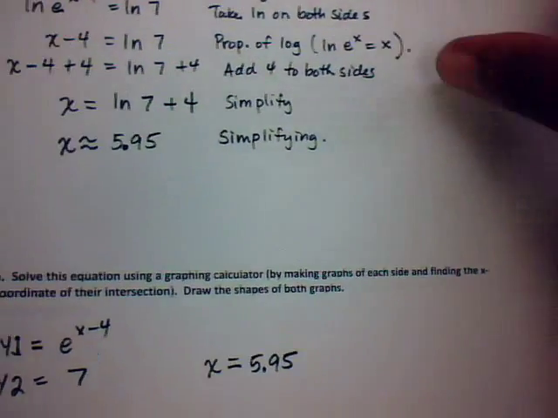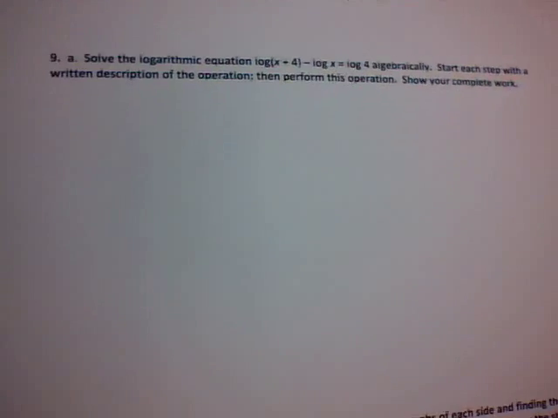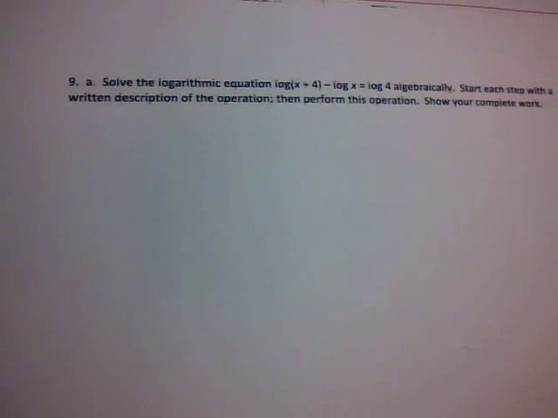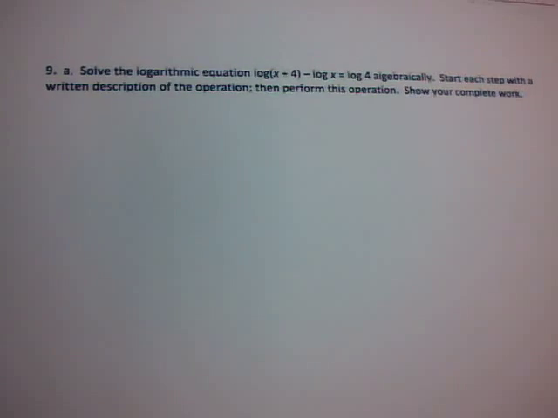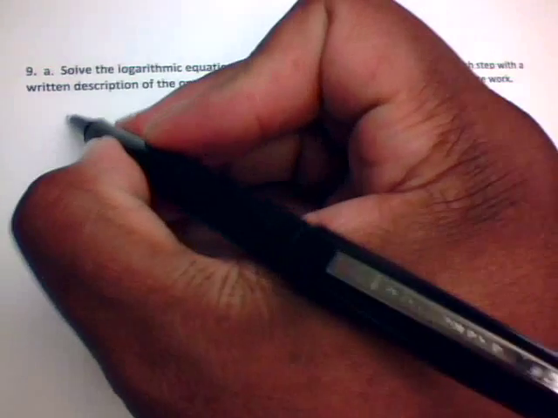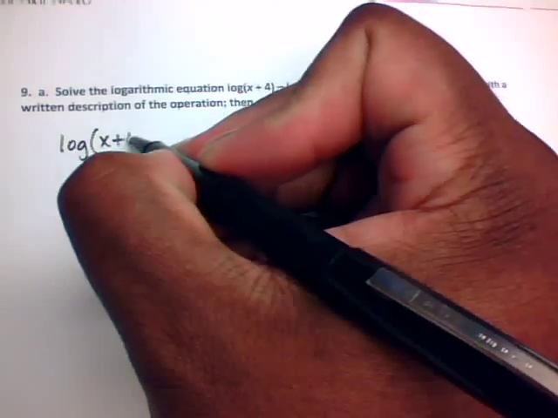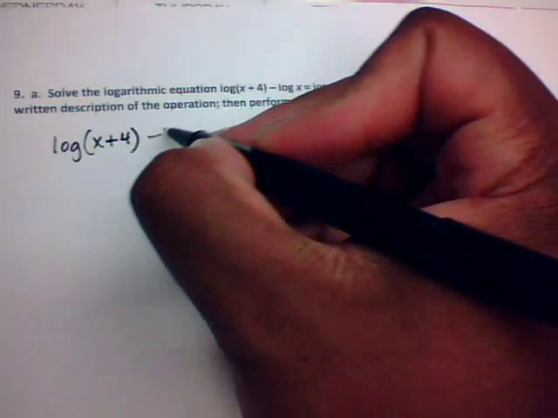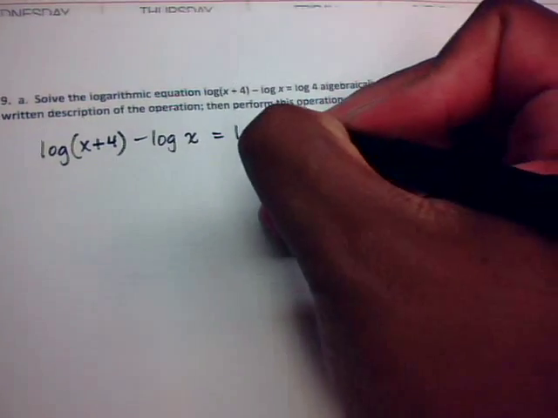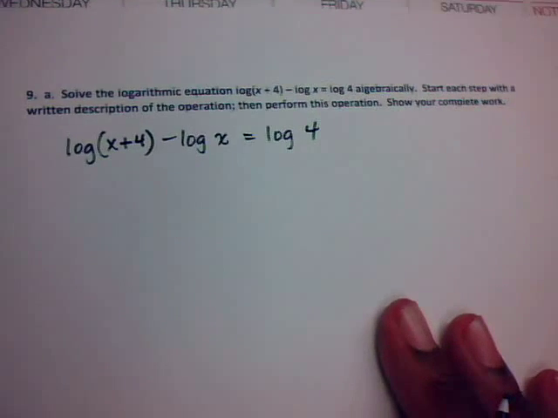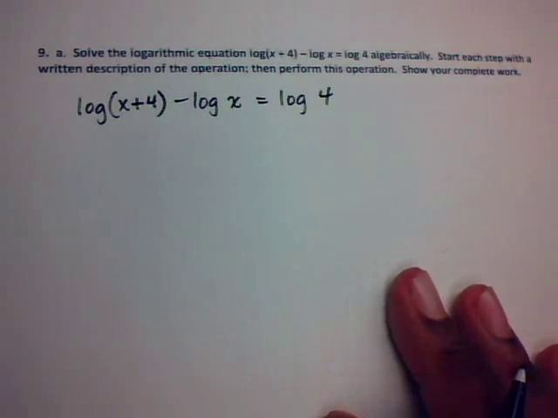Question 9 is another equation. This one's a logarithmic equation. Now I won't write out the steps that I did, but I'll just do it algebraically. And for the steps, you can look at the practice or the sample calculator activity that's going to be posted on Cruiser for you to look at. It says here, solve the logarithmic equation log of x plus 4 minus log of x equals log of 4. We're going to solve this algebraically, and we're going to show our complete work.